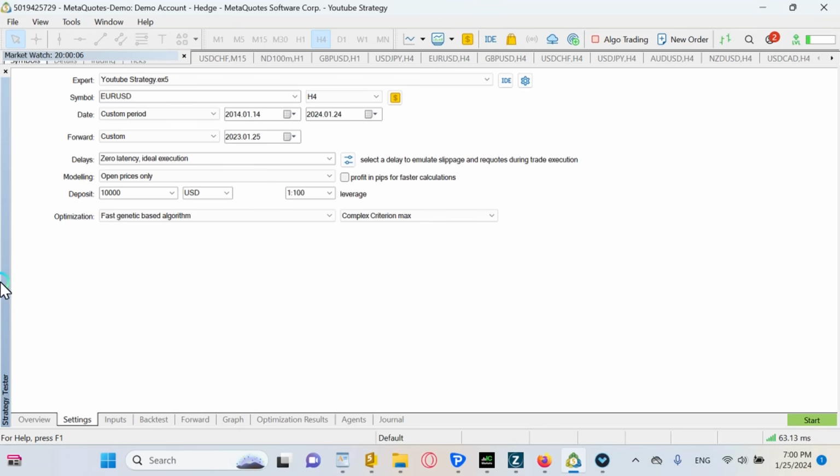And most of you know what optimization is. Optimization is when you try to find the best parameters for your EA, and with optimization you can create beautiful curves, beautiful charts, beautiful backtests, and it basically is a curve fitted result. So when you actually apply it to a live account, it is not going to behave that way.